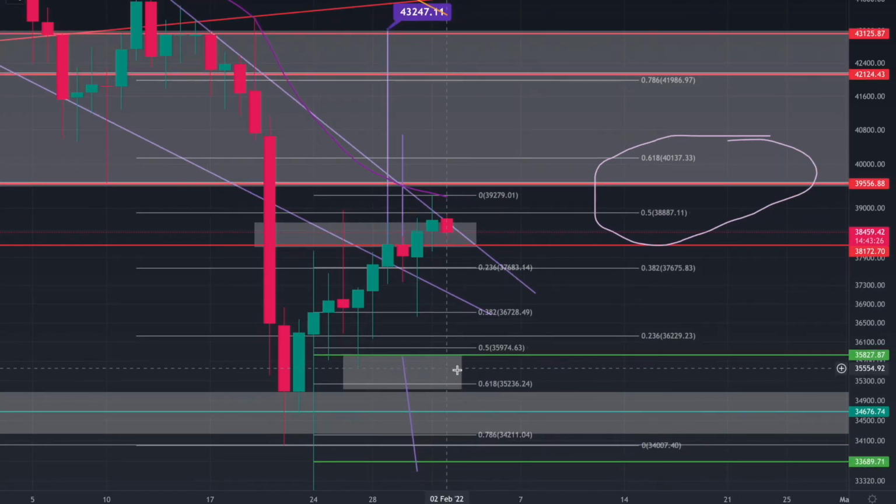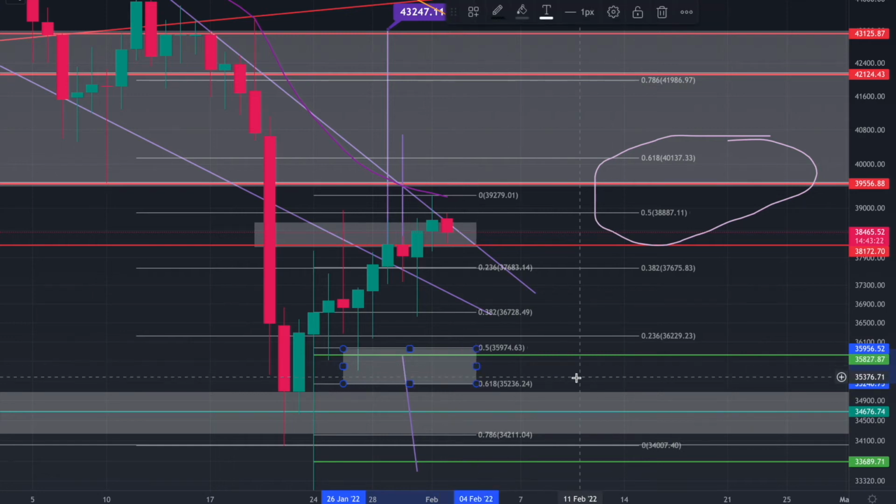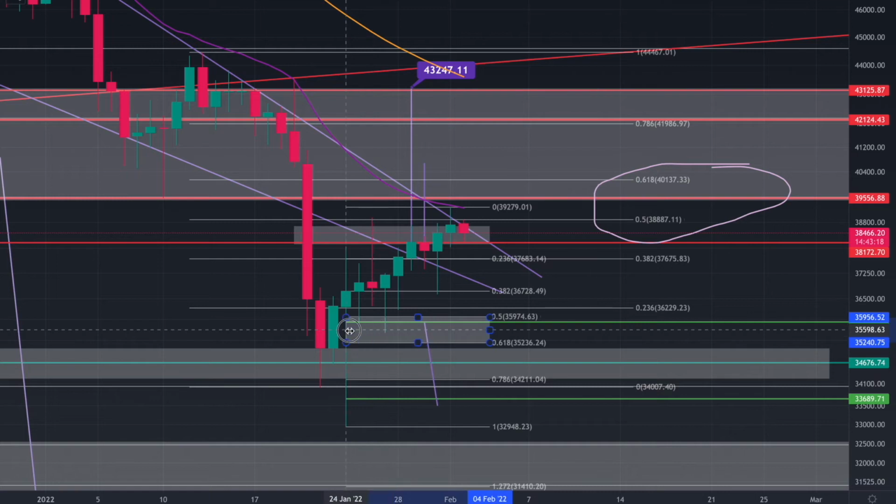You can see that this is the golden pocket acting as support below us. So technically speaking, as long as you're above this box, then we should actually see some bullish continuation. So that's what we need to see now, basically.